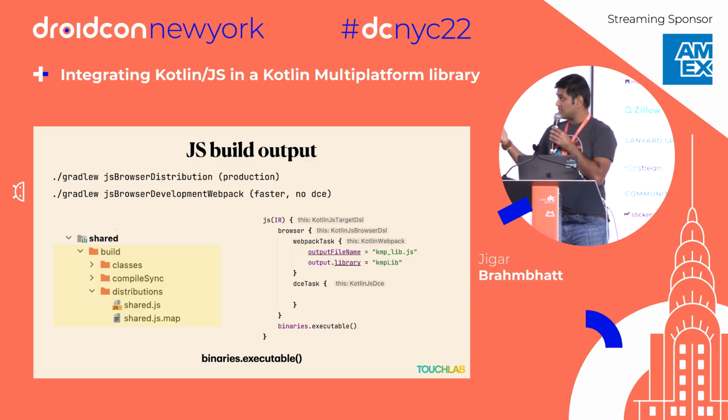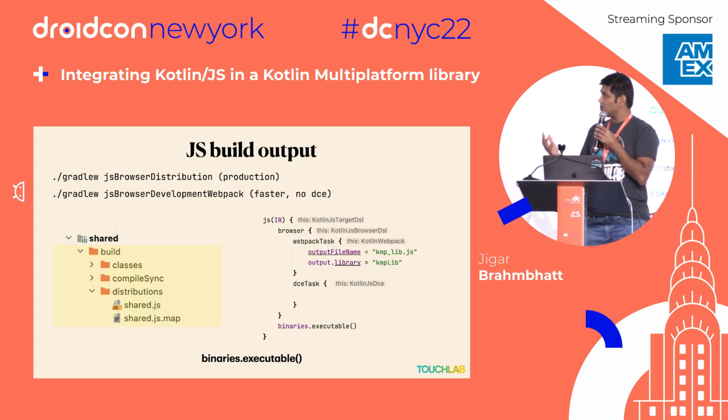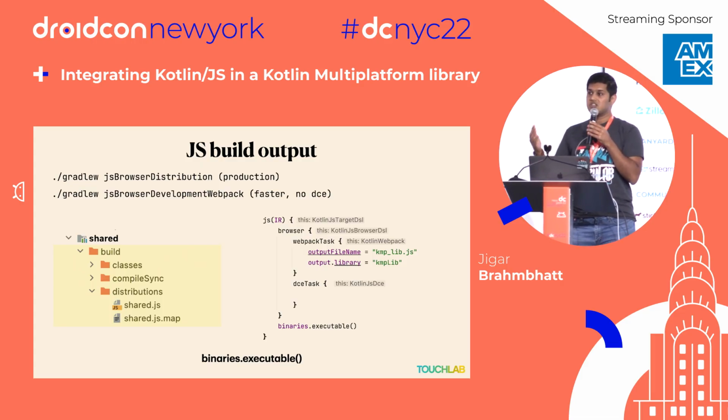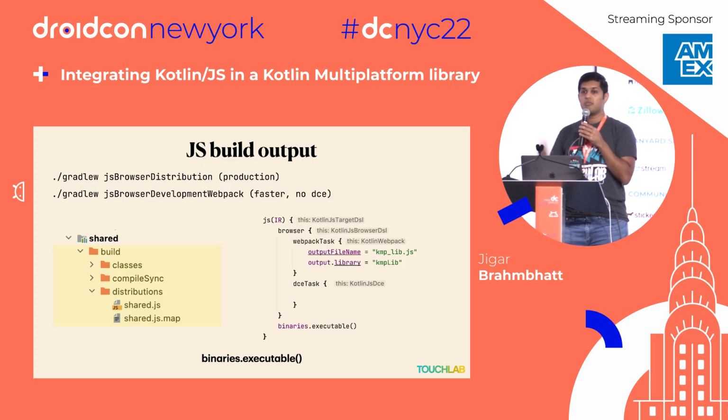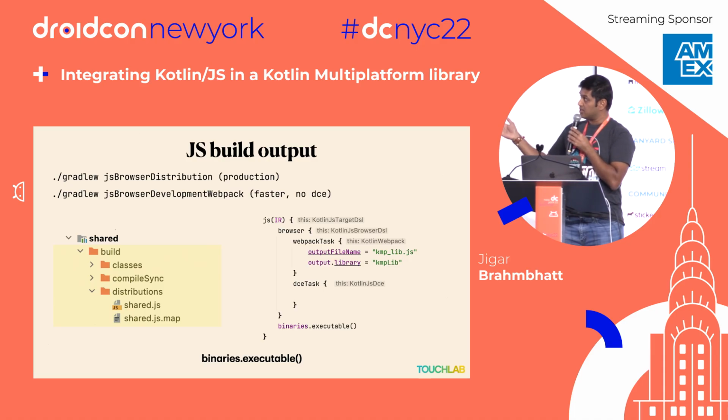If you see, there is also a DCE task. What it does is you can pick and choose what you want to eliminate in your dead code elimination. Just like in ProGuard, where we have the keep version where we want to keep certain things from being obfuscated, it does a similar thing. So this is how we build the binary executable using Webpack.